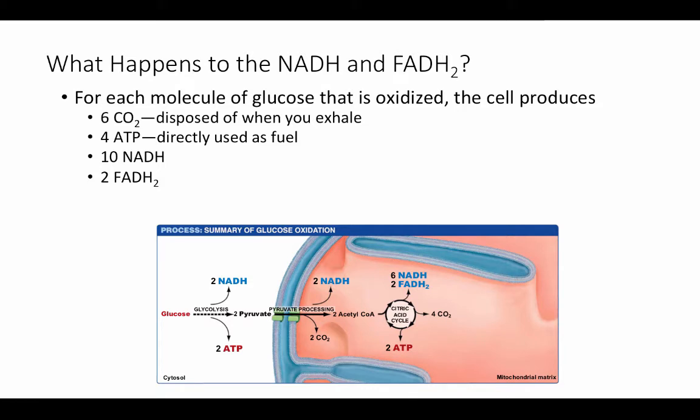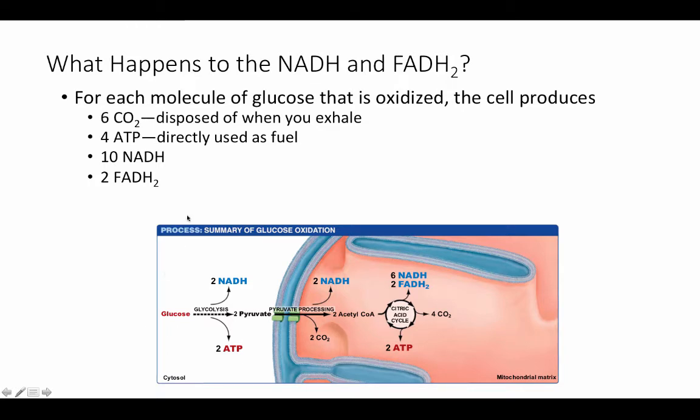And then for NADH, we get 2 during glycolysis, 2 more during pyruvate processing, 1 for each of those pyruvate molecules that comes from each glucose. And then we get a total of 6 NADH and 2 FADH2 for the 2 turns of the cycle that it takes to process a single glucose molecule.